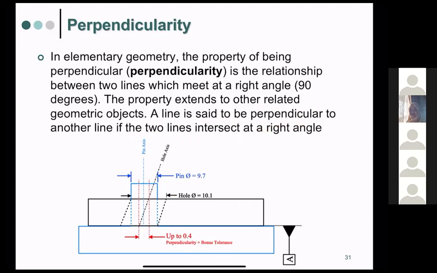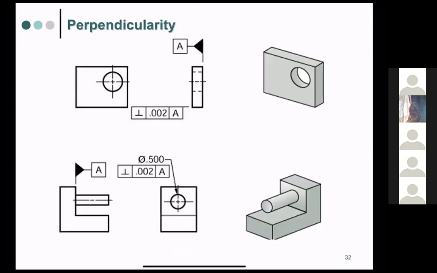Okay, so perpendicular: we make sure that if we connect the two parts together, they fit with each other, and also that it's perpendicular to each other. For example, we have this part, the shaft, and the hole with the axis like this, and we want to make sure that this flat should be perpendicular to the datum A.